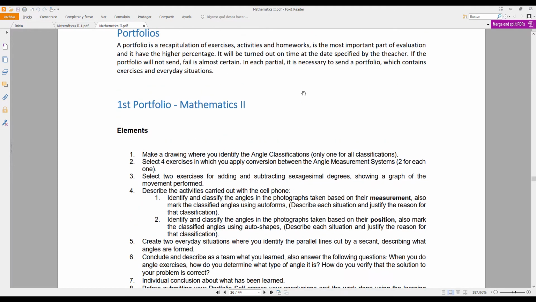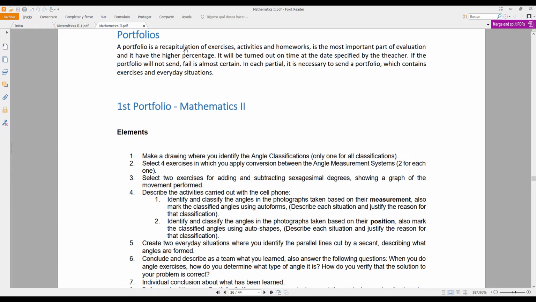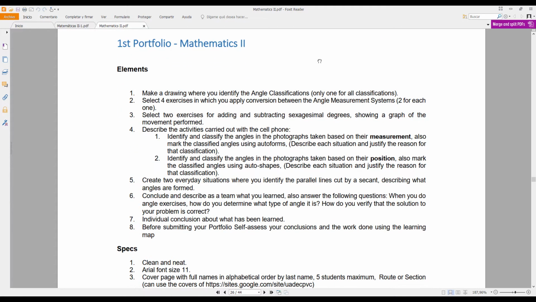What is that? If you remember, a portfolio is a recapitulation of exercises, activities and homeworks, and it is the most important part of the evaluation because it's half of the percentage.